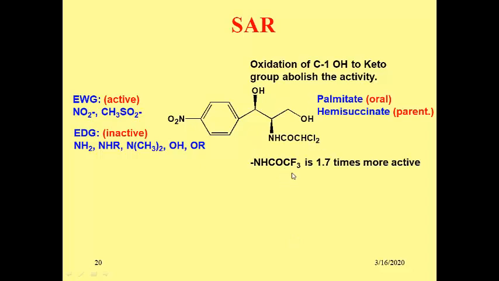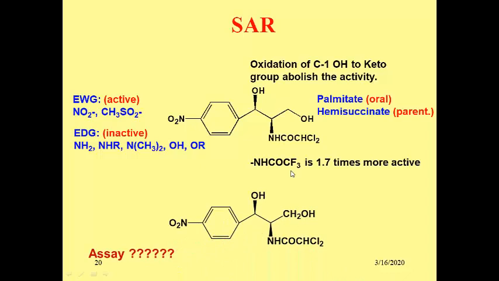Dichloroacetamide, if replaced with trifluoroacetamide, will be a more active product. Method of assay of chloramphenicol: nitro group reduction to amino. After that, diazotization with potentiometric detection, or coupling with beta-naphthol, with colorimetric detection.